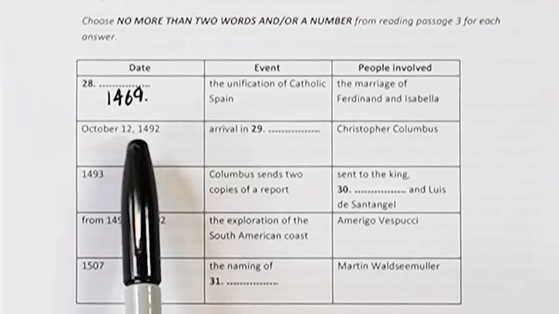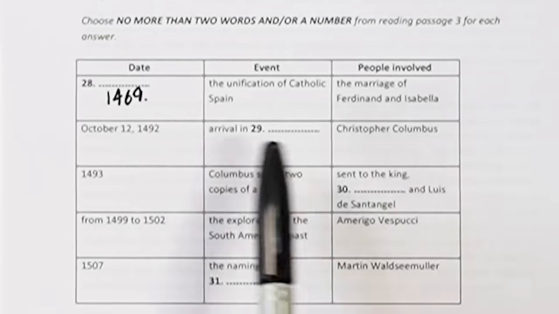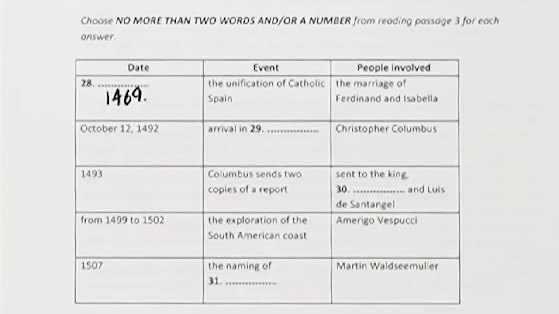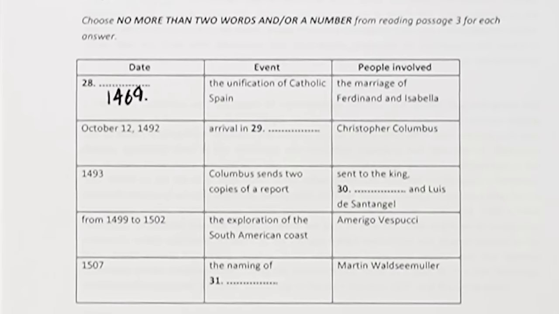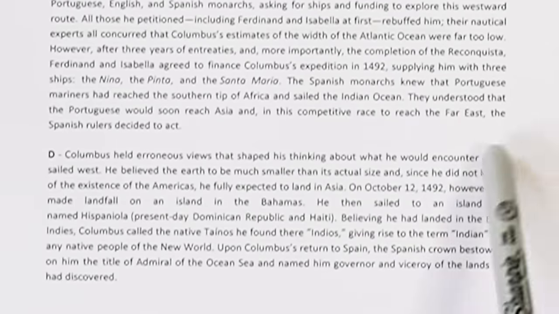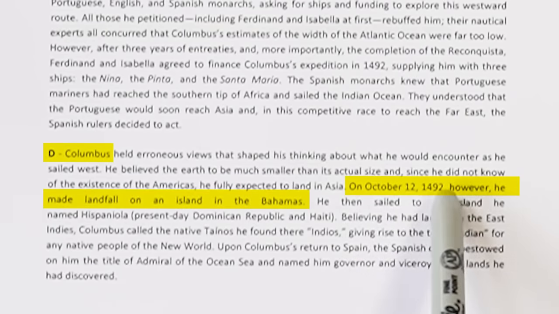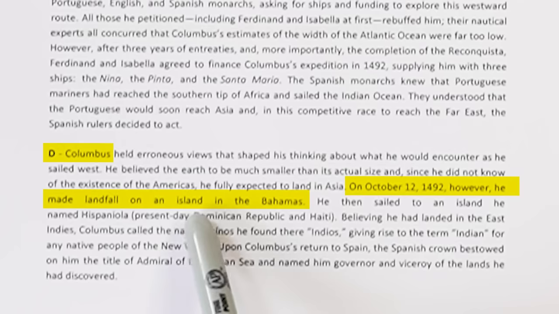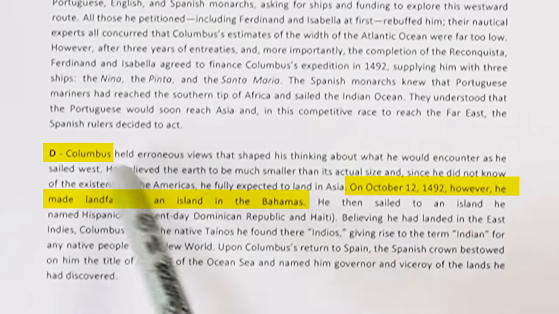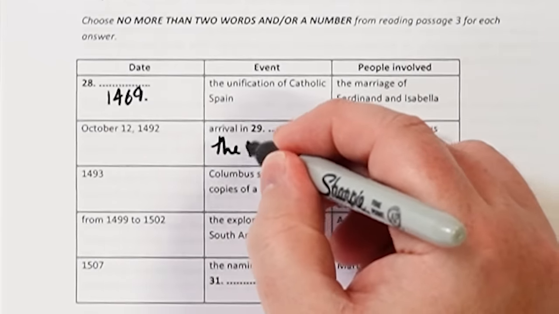Okay, so something happened on October 12, 1492, and it involved Christopher Columbus, probably his arrival in, we all know, but I'm sure Christopher Columbus arrived in many different places. So we'll double check that it is not just America. Might not be. So scanning for October 12, 1492. Scanning here, let's read it carefully. On October 12, 1492, however, he made landfall on an island in the Bahamas. So we're going to make sure it says he, but is it definitely talking about him? Columbus, yes. So we're going to put arrival in the Bahamas.